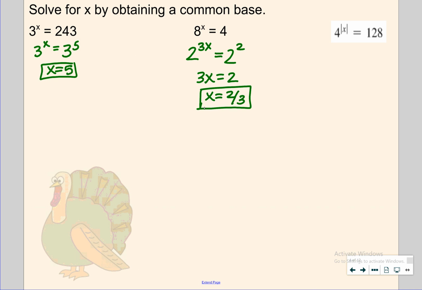4 and 128 are both powers of what? 4 is 2 squared. 128 might be a power of 4. 4 to the 3rd is 64. 4 to the 4th is 256. So if I can't use a 4, what am I going to use? 2. So 4 is 2 squared, and again, that 2 in the exponent is multiplied by the absolute value of x, power to a power. 128 is 2 to the 7th power. So again, my exponents must be equal to each other. How do I solve for x? It's an absolute value equation. We've done those. What do I do?